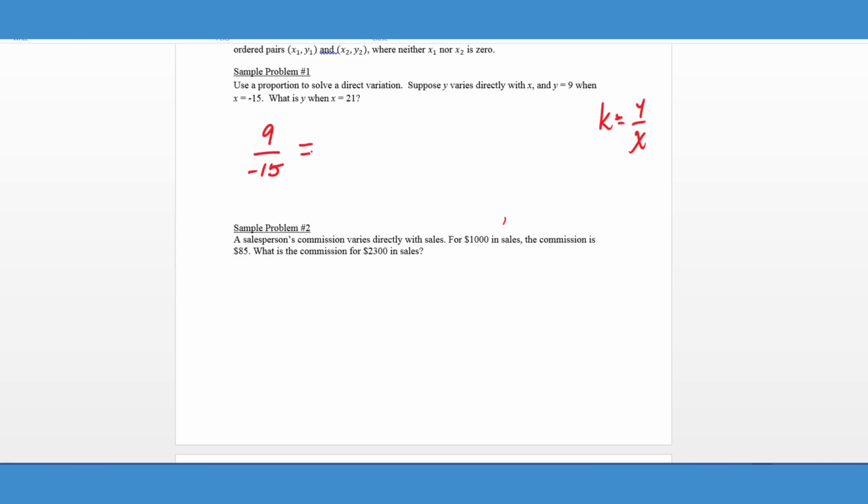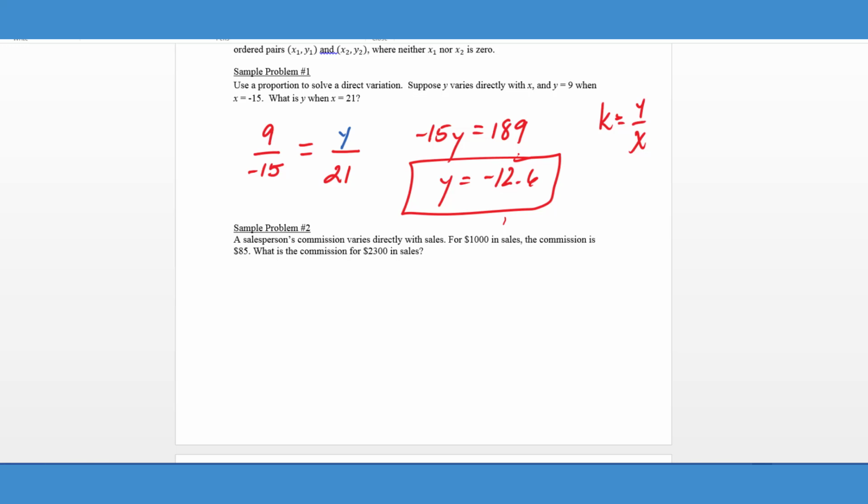And this is where the proportion comes into play. So 21. So x equals 21. We want to know what the y value is when x equals 21. And there's your proportion. Now, you should remember from Algebra 1, maybe even all the way back to pre-algebra, that whenever you have a proportion, which is simply two ratios that are equal to each other, you use cross multiplication to solve for this. So we'll go ahead and do that. So that's negative 15y equals 189, and y equals negative 12.6. I went ahead and rounded it into a decimal. If you left it in fractional form, that's fine.